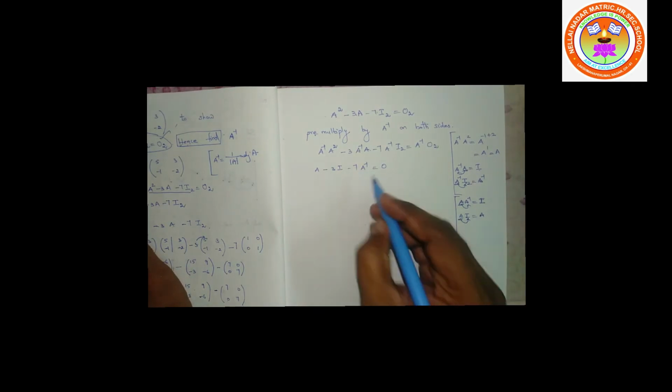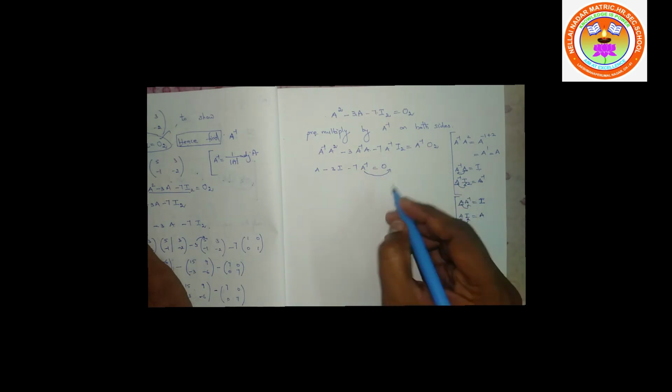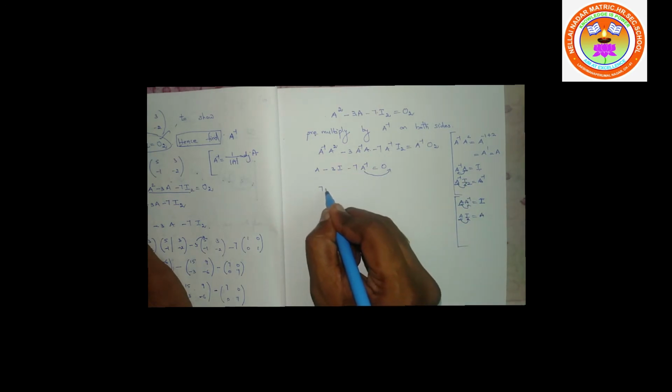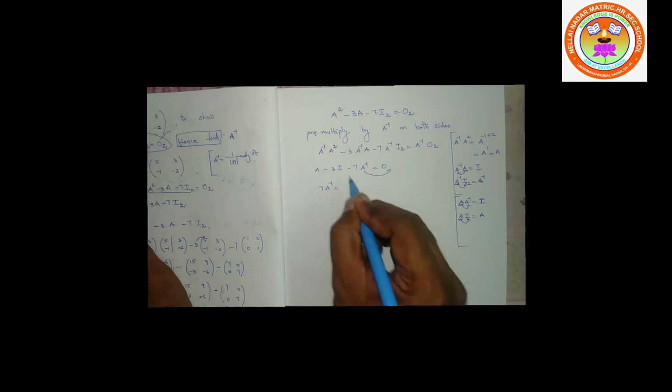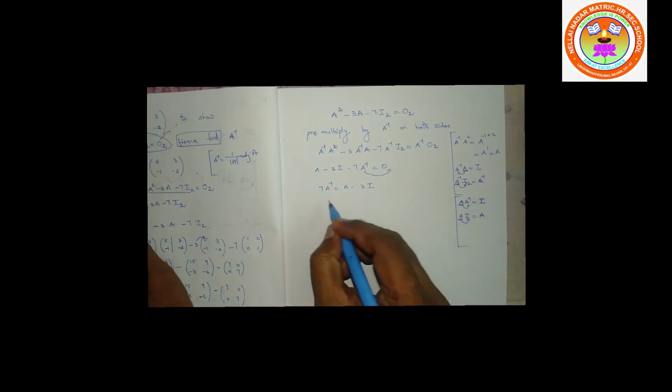So what do I want to find? I need to find A inverse. So minus 7 A inverse, let me move this side, becomes plus 7 A inverse. So plus 7 A inverse, this A minus 3I remains as it is. So the next step is 7 A inverse.